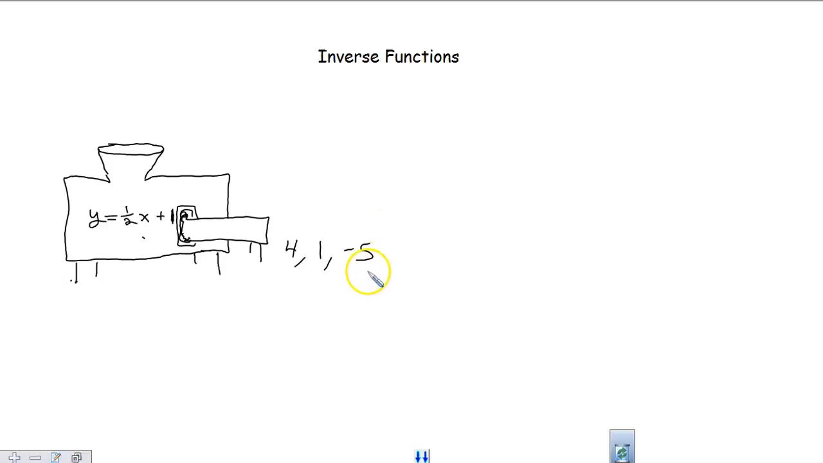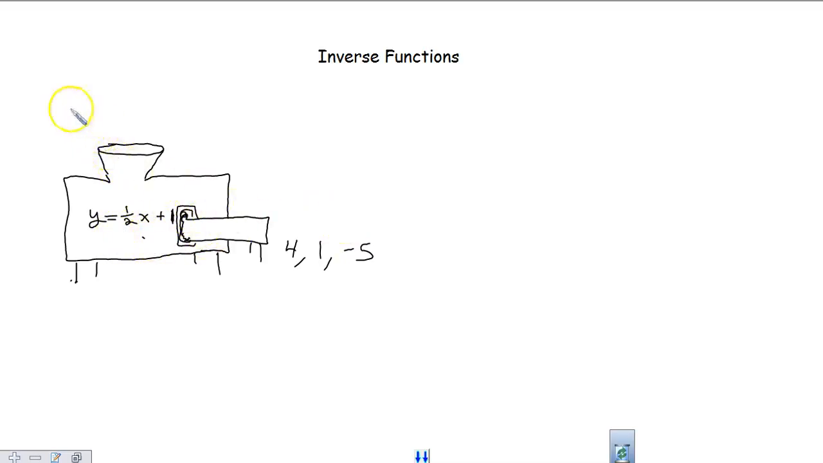Okay, I want to talk a little bit about inverse functions today, at least get a start on them. So, we got our function machine all set up and ready to go. And here's kind of the issue we got today. We got our function machine and we got this rule, right?